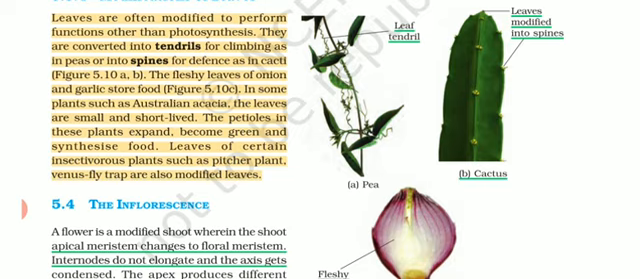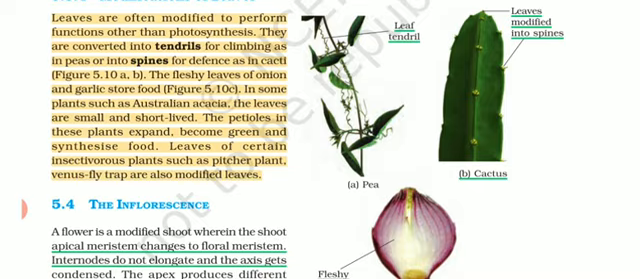And in some plants such as Australian acacia. Acacia is a very common tree in India called as kikkar in Punjabi, right? So leaves are very small and very short-lived, right? And the petioles, they expand, means who is performing photosynthesis in acacia? Petioles. And they can synthesize the food. They have chloroplast and having chlorophyll pigment.